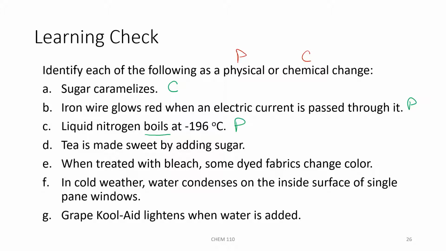Tea is made sweet by adding sugar. We could take that tea and separate it back into water and sugar, so that's going to be a physical change. Treating with bleach, bleaching is describing a chemical change. Water condensing, condensation, that's one of our physical changes. And grape Kool-Aid lightening up when water is added, those could be separated back, that's a physical change.